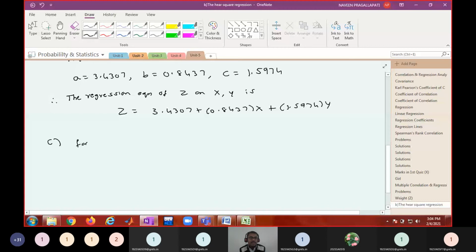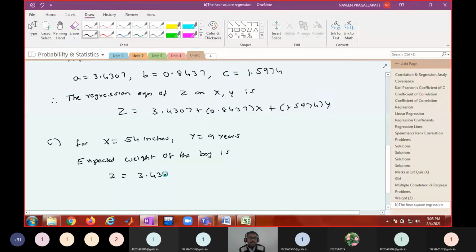So for x equal to 54 inches and y equal to 9 years, the expected weight of the boy is z equal to 3.4307 plus 0.8437 into x, which is 54, plus 1.5974 into 9.